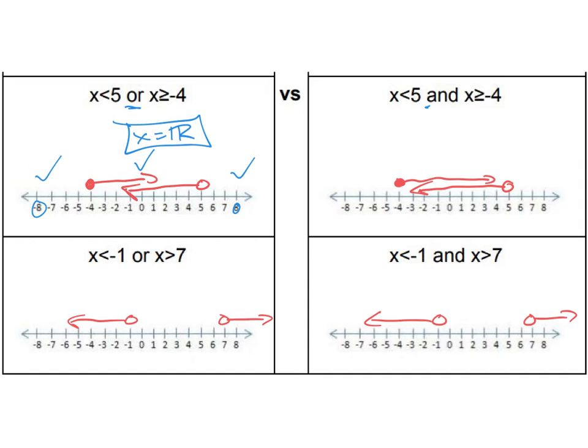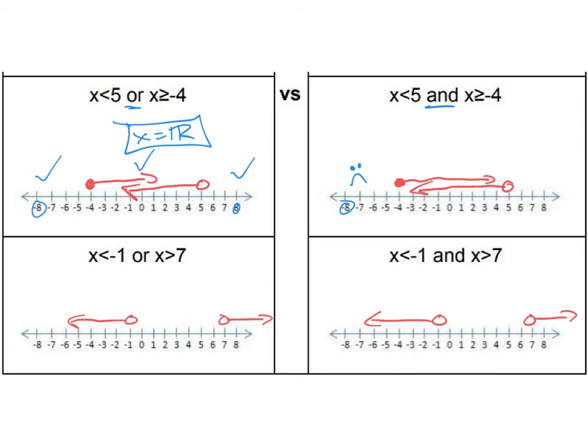Now, when we switch up that word to an "and" and we say, is the number less than 5 and greater than or equal to -4? Well, if we look at a -8, -8 is less than 5, but is it also greater than -4? No.